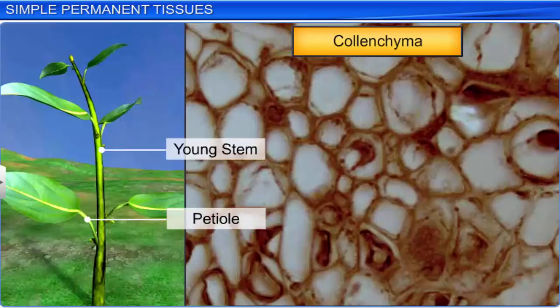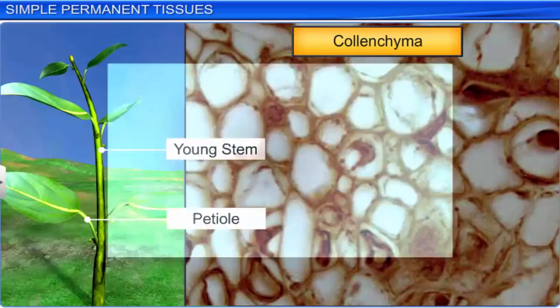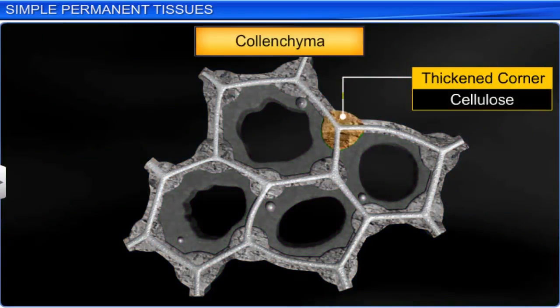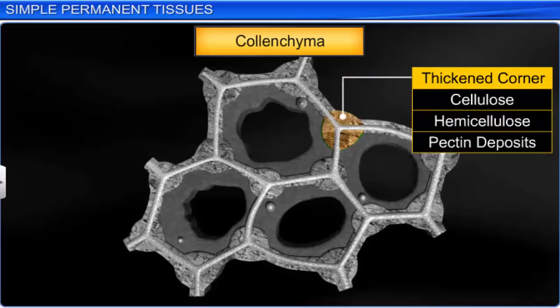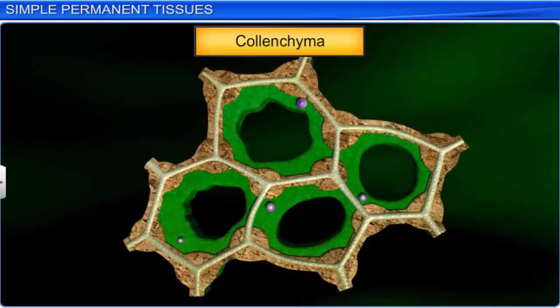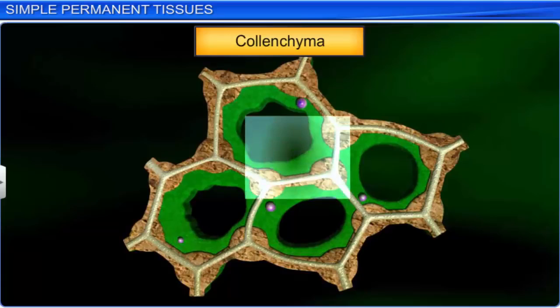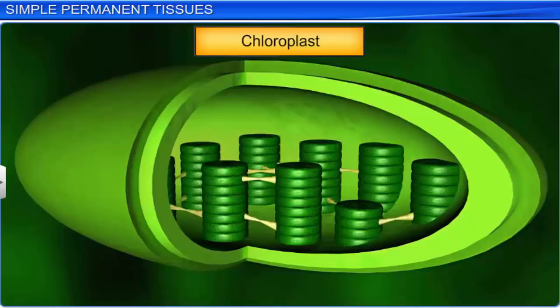The cells of the collenchyma are thick at the corners due to cellulose, hemicellulose, and pectin deposits. They may be oval, spherical, or polygonal in shape, and there is no intercellular space between them. These cells often contain chloroplasts and assimilate food by the photosynthetic processes.